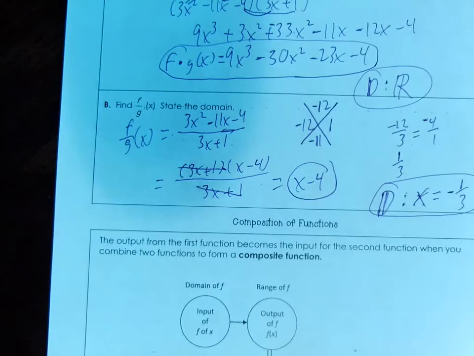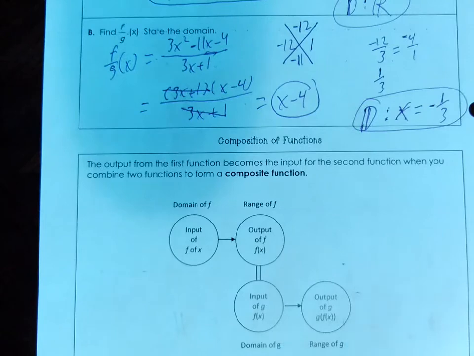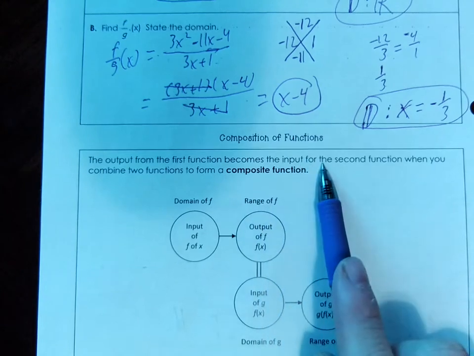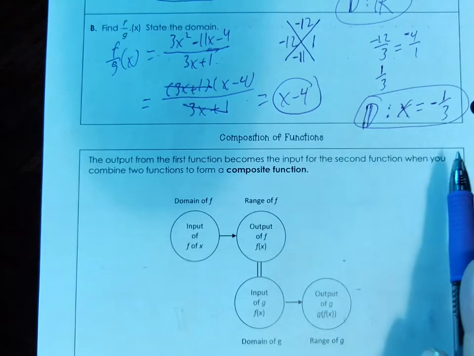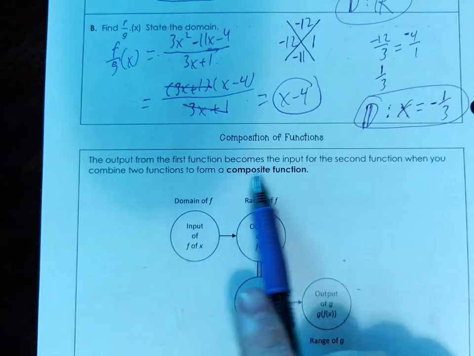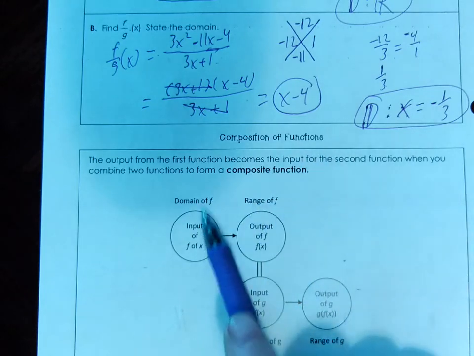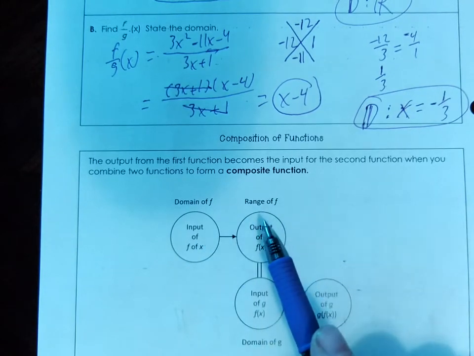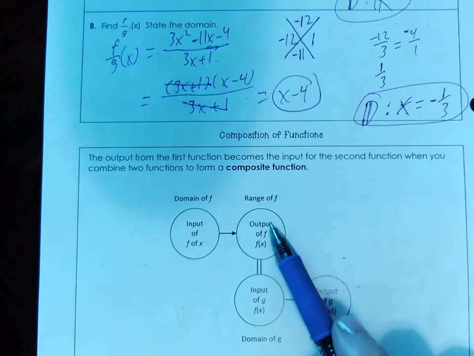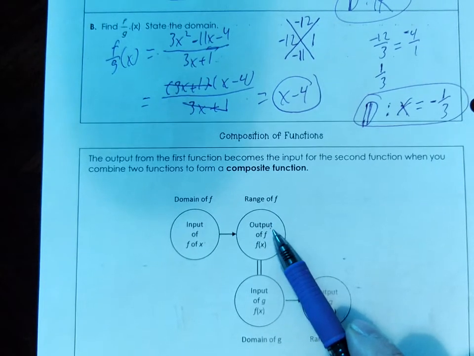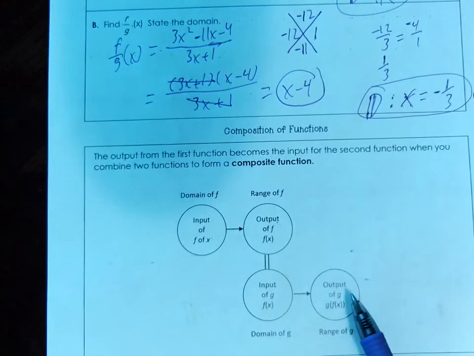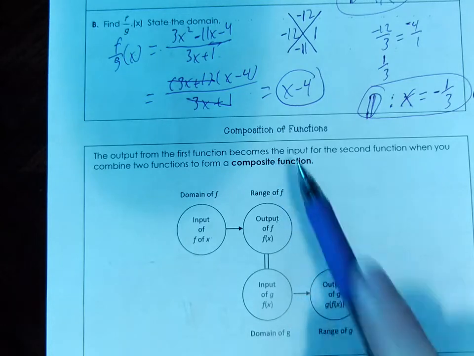Alright, so composition of functions. So here's a little graphical aid to help you understand what's going on here. The output from the first function becomes the input for the second function when you combine two functions together to form a composite function. So here's a graphical example. The domain of f is the input of f of x. That becomes the output of f, which is the range of f. Now that then goes into g of x, becomes the domain of g of x, which then makes a new output. So this is what's called composition of function.